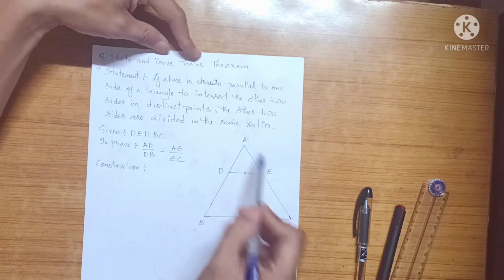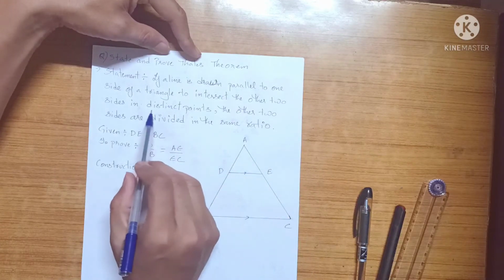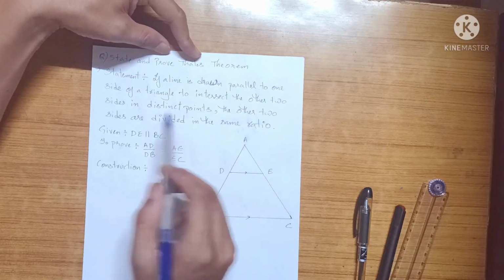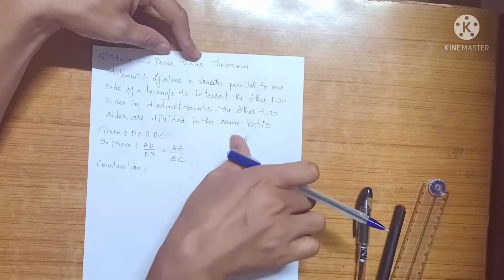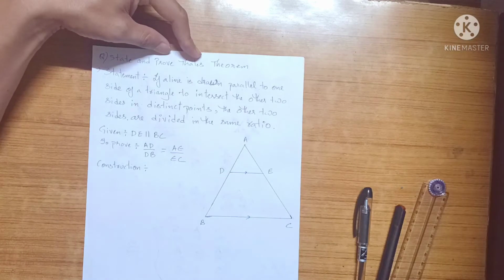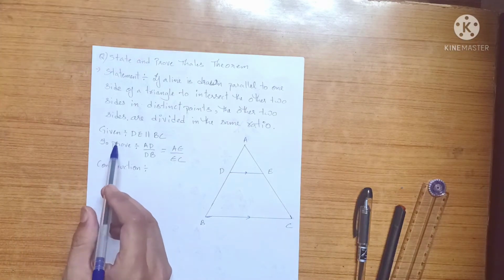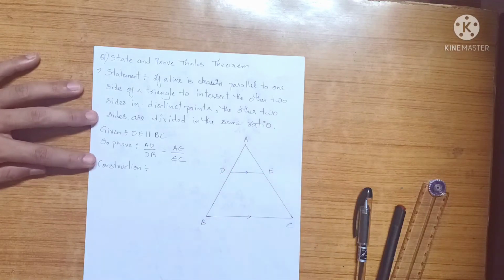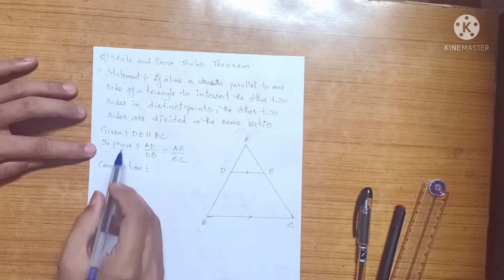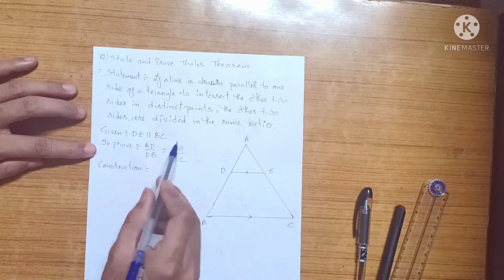Touching AB at D and touching AC at E, at distinct points, the other two sides are divided in the same ratio. The other two sides, which means AB and AC, are being divided in the same ratio. In the question, they're saying this is a triangle and there's a line parallel to this line. So DE is parallel to BC is given in the question.